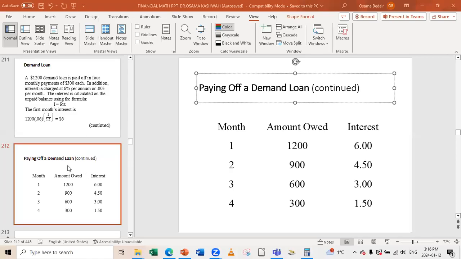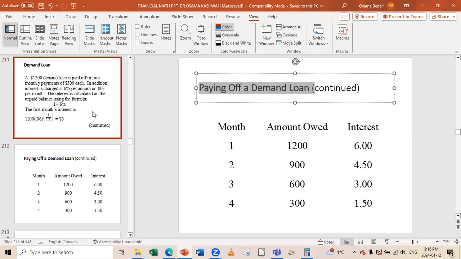So welcome back for another topic regarding the financial math. And the topic is paying off a demand loan. Here it is, paying off a demand loan.